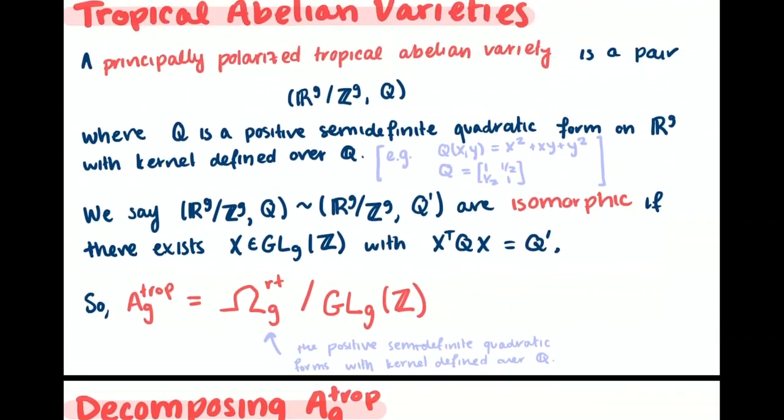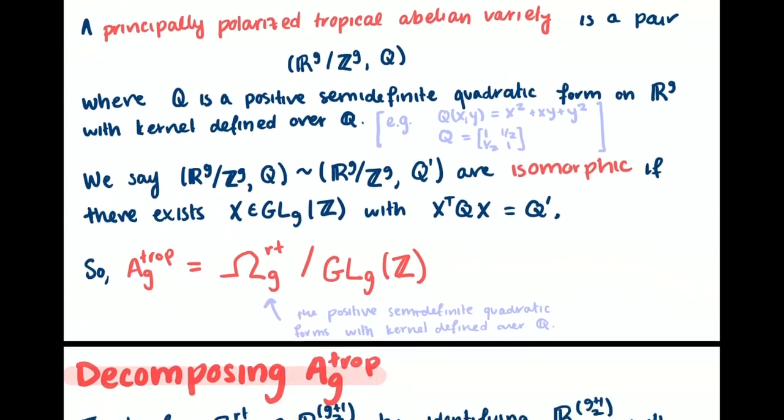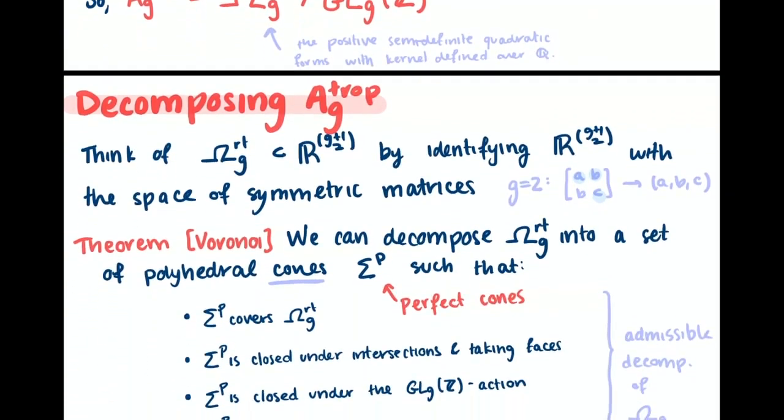Okay, so now what do I want to do? Thinking back to the comparison theorem, I now have the tropical space, and I want to compute its reduced homology. So how do I do that? We don't really know anything about what this space looks like, but if I could give you a decomposition of it into polyhedra, then you would be able to compute its homology. So that's what we're going to do. We're going to decompose A_g^trop.